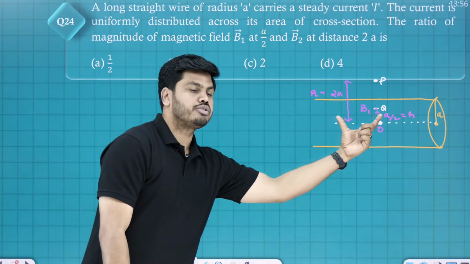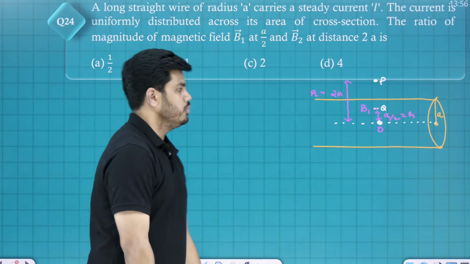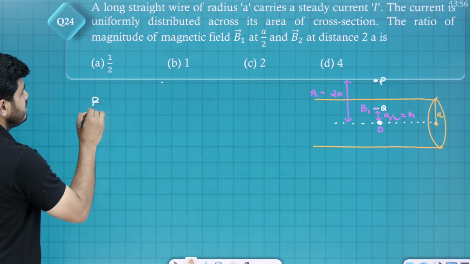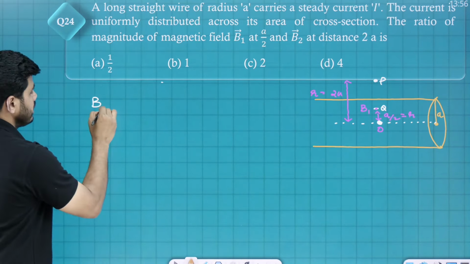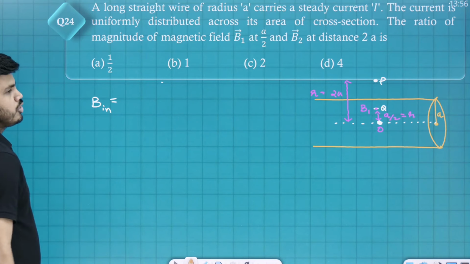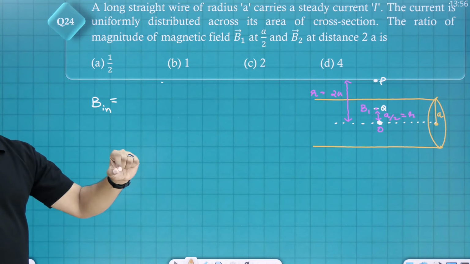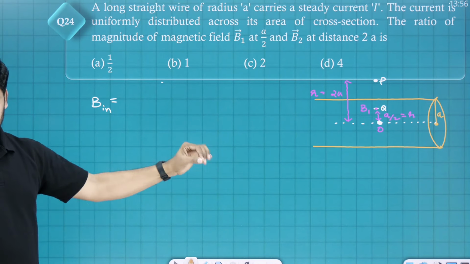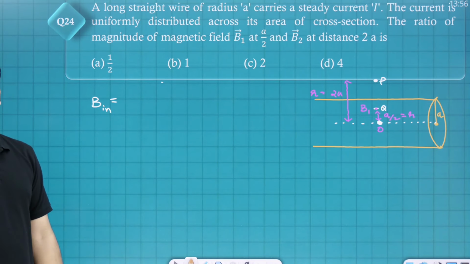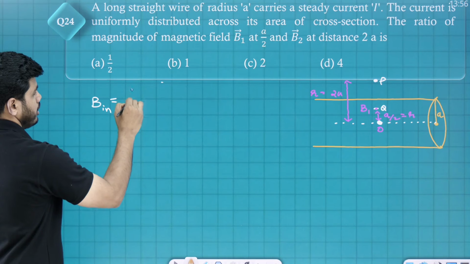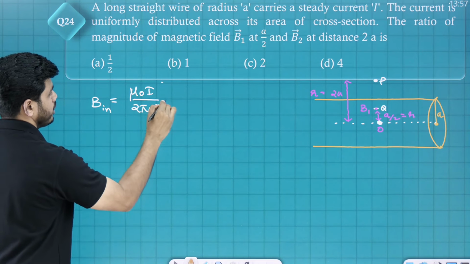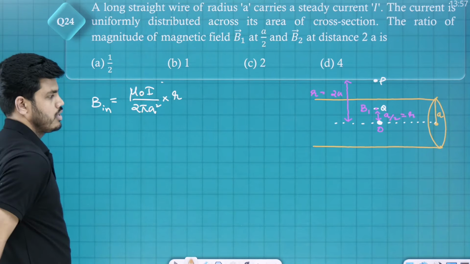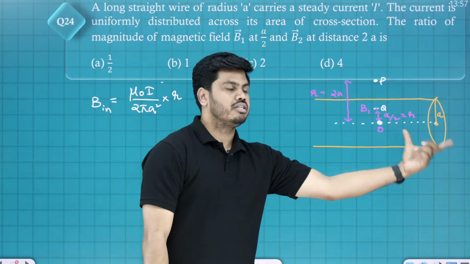That we derive using Ampere's circuital law. So the magnetic field inside, that is what B1 is, right? Yes. The magnetic field inside the wire, meaning if R is equal to A by 2, that point lies inside the wire, is going to be mu naught I by 2 pi a square into R, where R is the distance and A is the radius of the cross section.